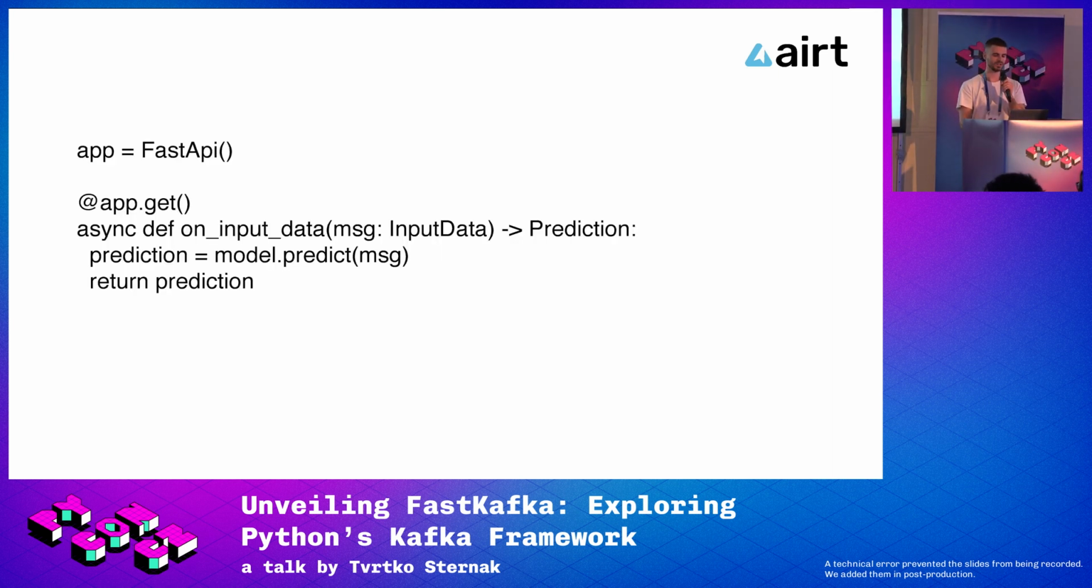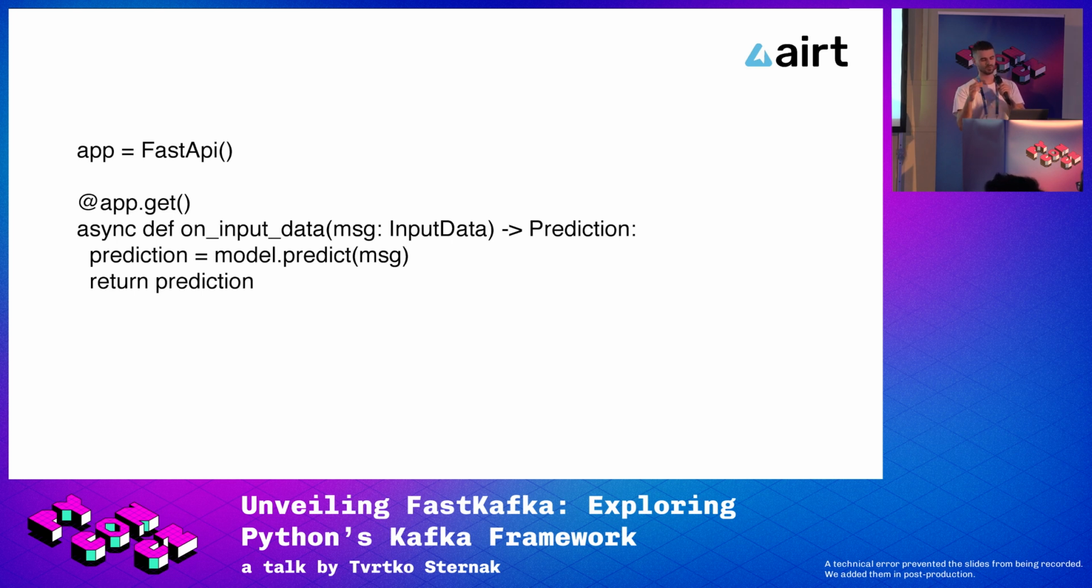So our first idea was to just use FastAPI. And it's quite a simple solution. You init a FastAPI object and you decorate your function for predictions with the app.get, and the customer is happy. He can use the REST interface to send the data and get the prediction back. But there was a problem. Our customer uses Kafka internally, so he wanted us to integrate it with Kafka.